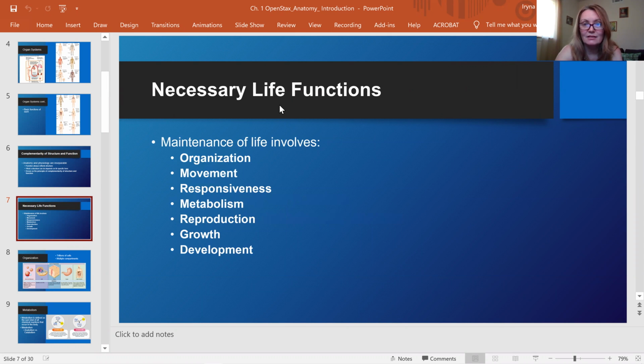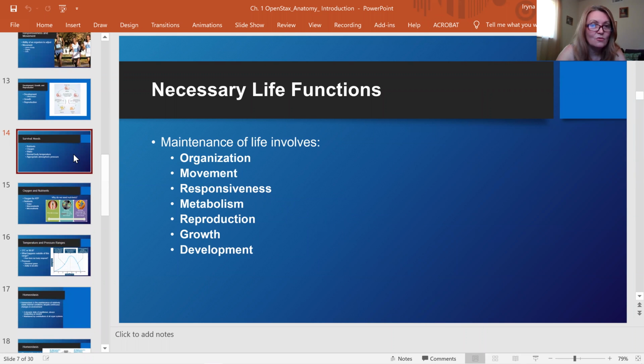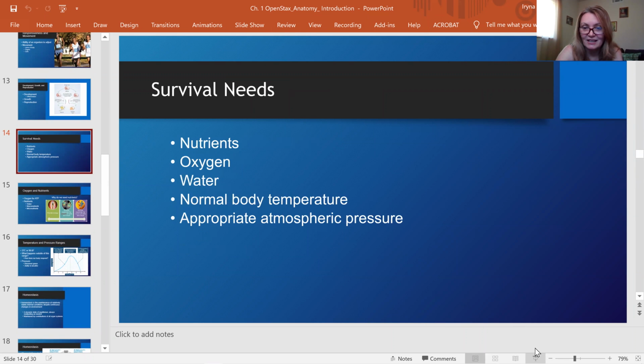So, we discussed the functions of life, right? All this function: organization, movement, responsiveness, metabolism, reproduction, growth, development. This is what keeps you alive, all right? What your body does. And now, what do you need to stay alive? What are your survival needs?